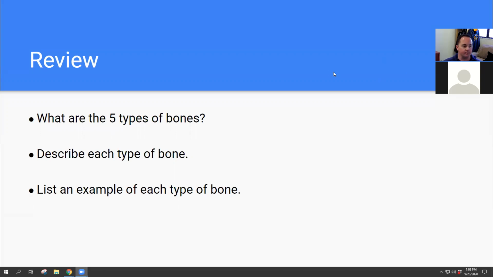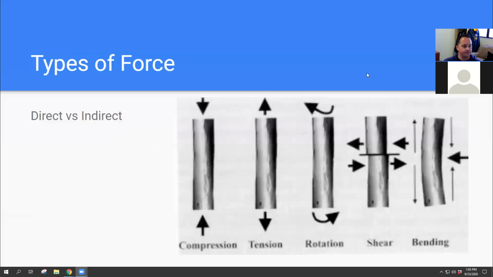Okay. Well done, everybody. So to start with today, we are going to discuss the different types of force that can cause injuries to our tissues. Okay. So there are two main categories: direct and indirect force.